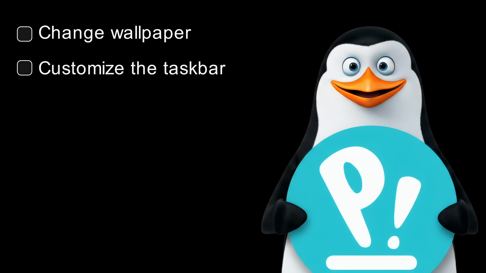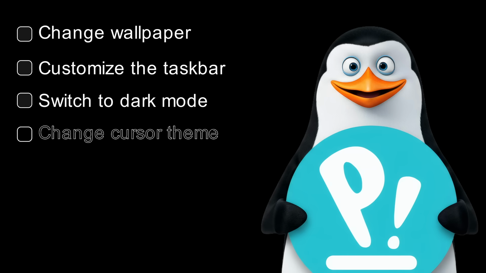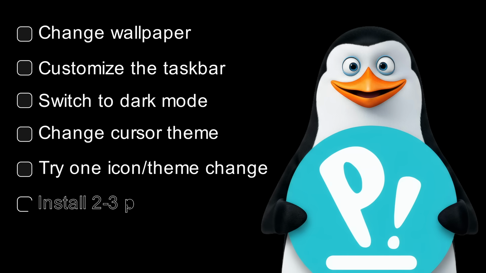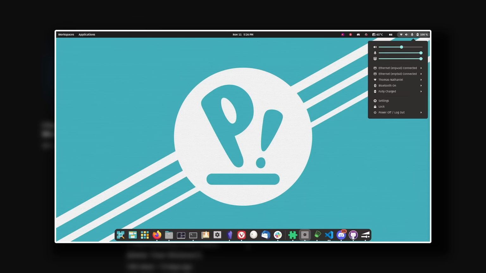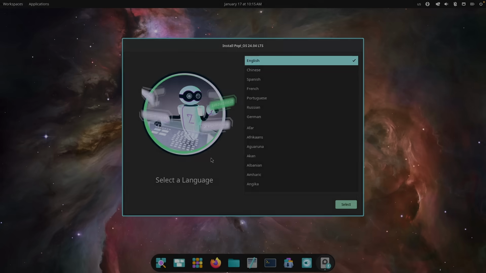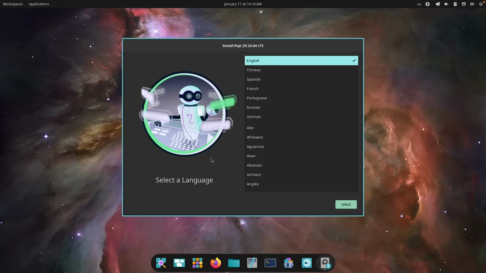We're going to customize this thing from scratch, new wallpaper, tweaking the taskbar, switching to dark mode, changing up the cursor and icons, installing the apps I actually use, and swapping out the browser. Basically, I want to see if PopOS lives up to the hype and if I can make it feel like home. Now, I already have the live ISO here, so right now let's install PopOS.